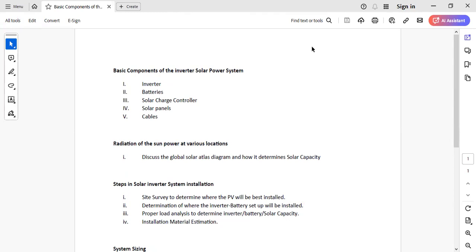Anybody? Hello, let me try. I would say the inverter helps in converting direct current to alternating current. Okay, that's fine. Any other contribution? It's actually good. It converts direct current to alternating current, you understand?